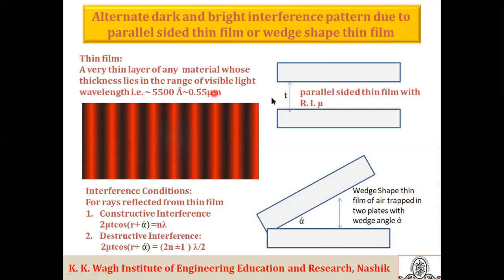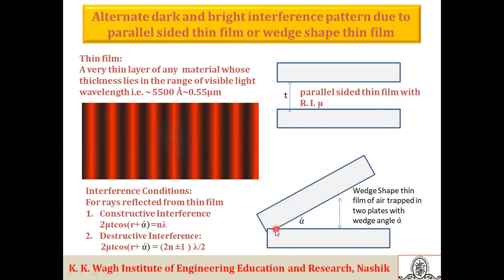When light falls on this thin layer, what may happen? It produces a pattern of alternate dark and bright belts. How it produces dark and bright belts depends on some mathematical conditions given here. But there are again two types of thin film. One is the parallel-sided thin film, where the thickness remains constant, while the second is the wedge-shaped thin film, where the thickness goes on increasing.